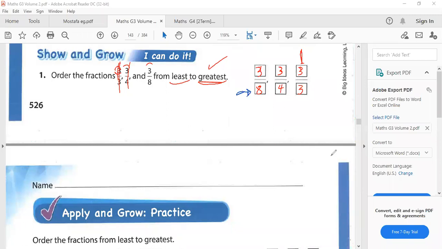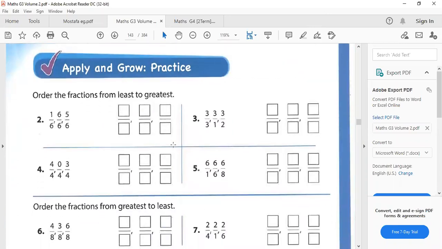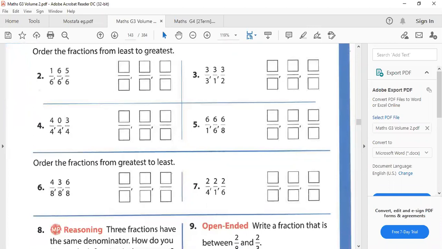Okay, then let's ask Marwan. Marwan, next question, number 2. We need to order from least to greatest. You have to read the question well. From the smallest to the biggest. Okay. 1 over 6, then 5 over 6, excellent. Then the last one, 6 over 6.